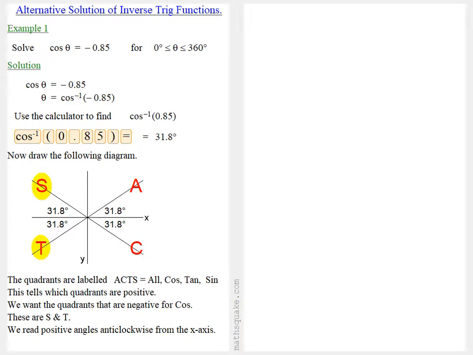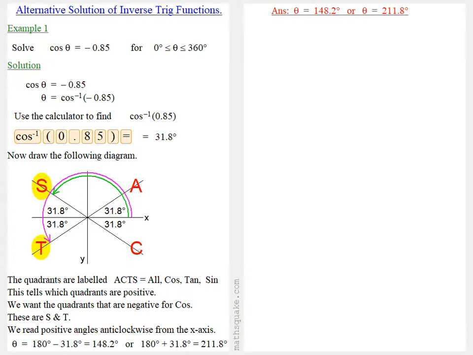Now, anticlockwise is the positive direction. And so going anticlockwise up to the line, that's 180 minus 31.8 degrees, or 148.2 degrees, and going round to the line in the T quadrant, that's 180 plus 31.8 degrees, or 211.8 degrees. And so we have theta is 148.2 degrees, or theta is 211.8 degrees. Let's look at another example.